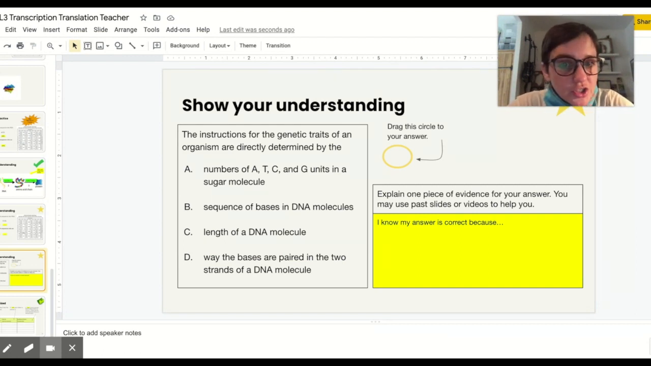The instructions for the genetic traits of an organism are directly determined by A, the numbers of A, T, C, and G units in a sugar molecule. B, the sequence of bases in a DNA molecule. C, the length of a DNA molecule. Or D, the way the bases are paired in the two strands of a DNA molecule.